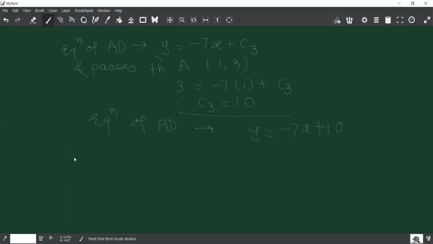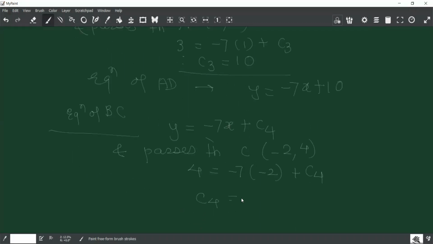And what was the last one? Equation of BC will be of the form y is equal to -7x plus C4 and passes through which point? C, which is -2, 4. So y is 4, x is -2. So this 14 goes there as -14. So your C4 will be -10.